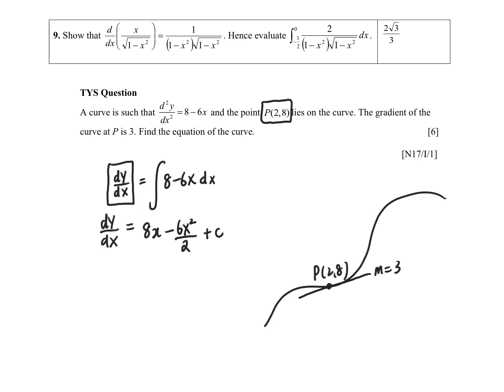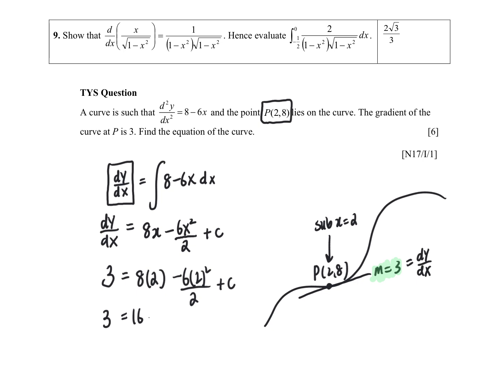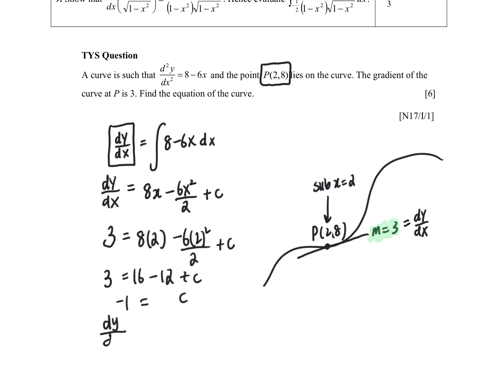So the question gave you a hint already. They already tell you that dy dx is 3 when you sub in x as 2. So go and sub in x as 2. That's how you solve it now. So c is minus 1. So dy dx is actually this equation. This is your dy dx.